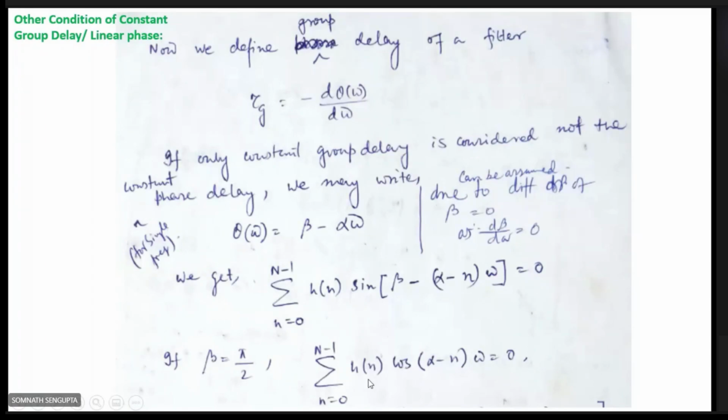So in that case, the impulse response was symmetric, but in this case for cos of (alpha minus n) or cos of theta, the h(n) should be antisymmetric in order to have this equation or summation to be 0.